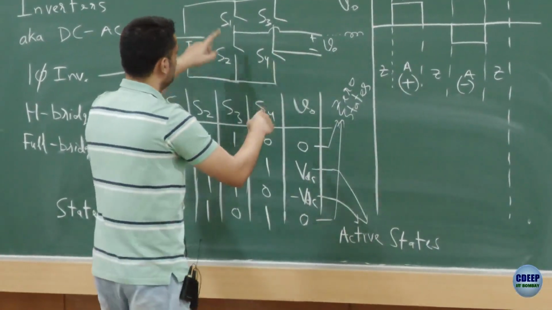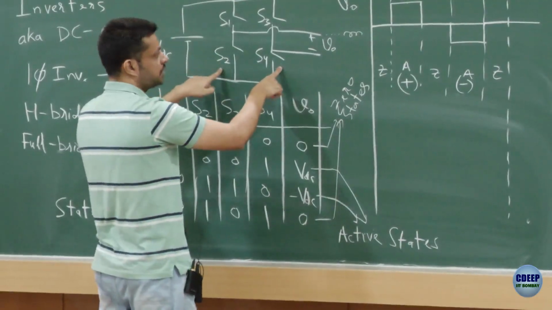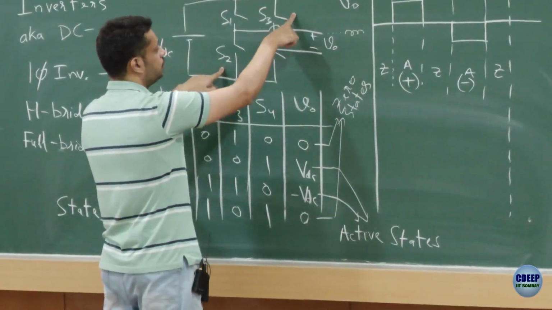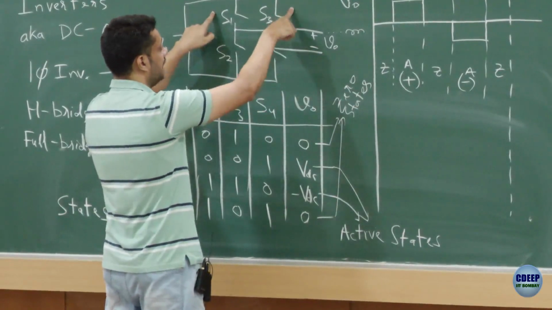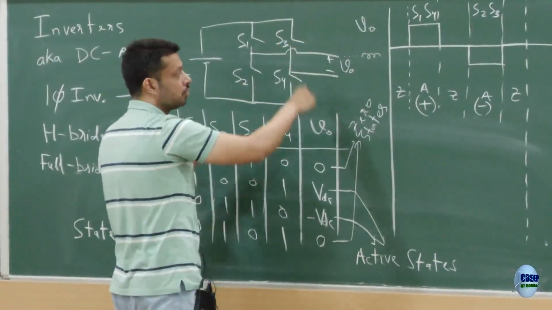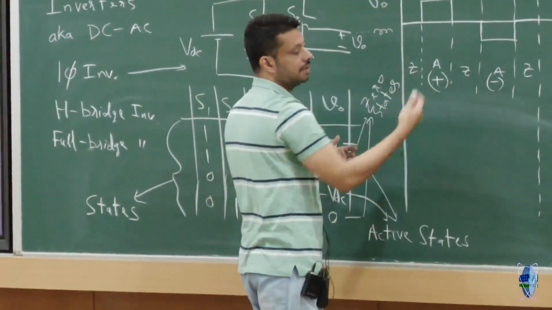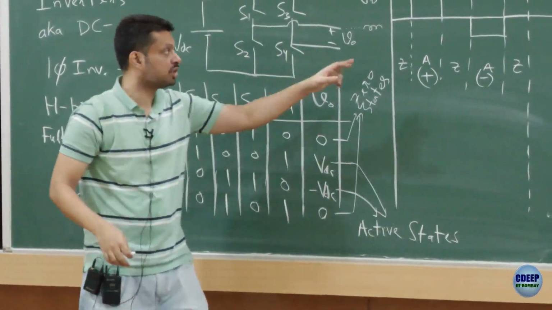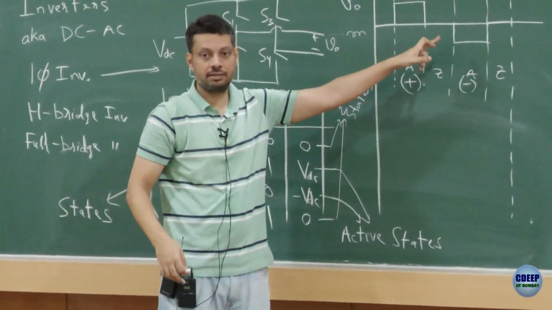So you can do both ways. You can either first turn on S2, S4 and then these two, or you can first go to this and then this one. So you can use any state here. It would still require one switching at each transition, right?